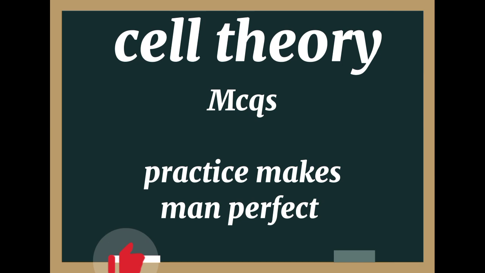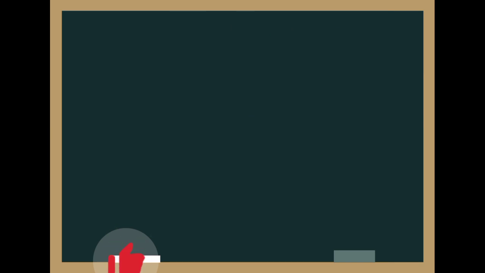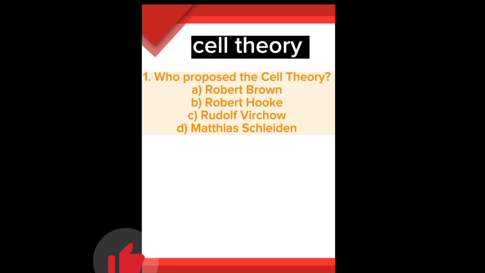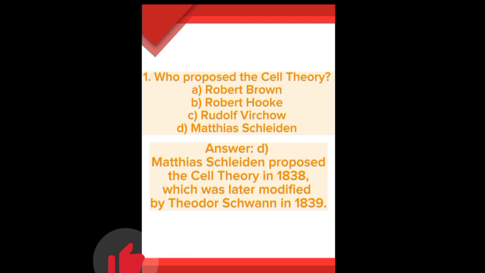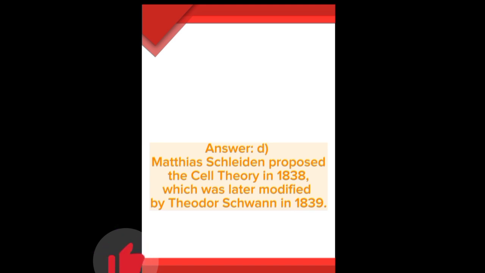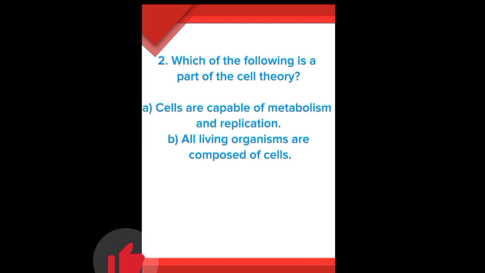MCQs. 1. Who proposed the cell theory? A. Robert Brown. B. Robert Hooke. C. Rudolf Virchow. D. Matthias Schleiden. D. Matthias Schleiden proposed the cell theory in 1838, which was later modified by Theodor Schwann in 1839.